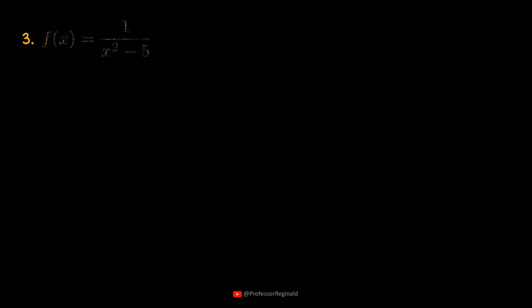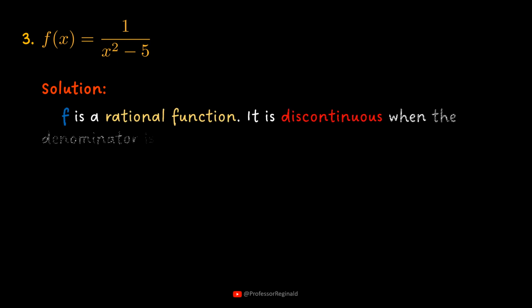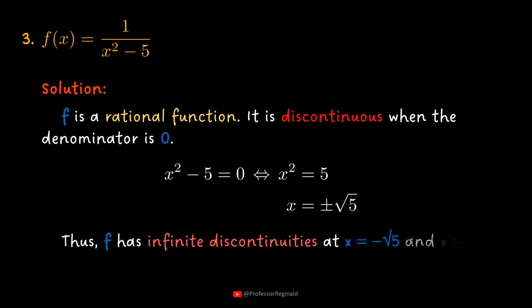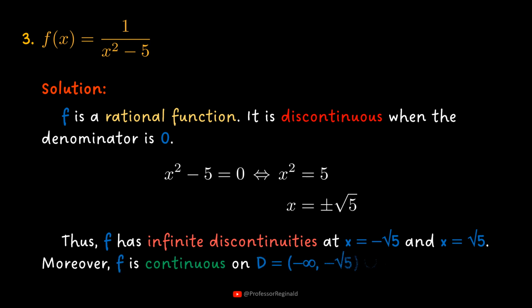Number 3. f of x equals 1 over quantity x squared minus 5. Solution. f is a rational function. It is discontinuous when the denominator is 0. Thus, f has infinite discontinuities at x equals negative square root of 5 and x equals square root of 5. Moreover, f is continuous on its domain D.